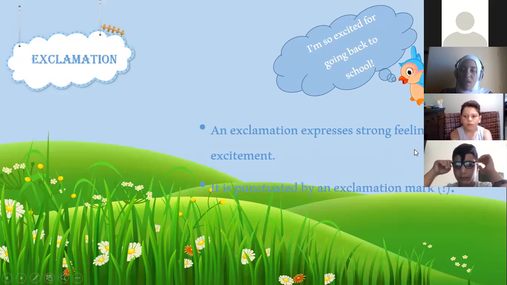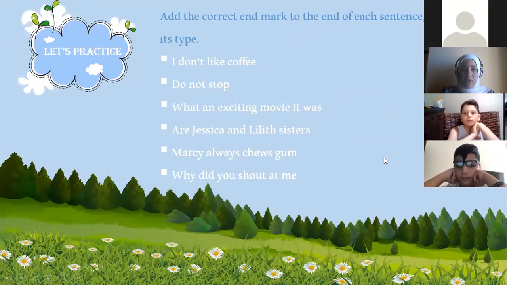Thank you, Ali. So these are the four types of sentences. The statement gives information or tells something, and it must end with a period. The command gives an order, starts with the verb, and ends with a period also. The question asks a question and ends with a question mark. And the exclamation expresses strong feelings and must end with an exclamation mark. Okay?